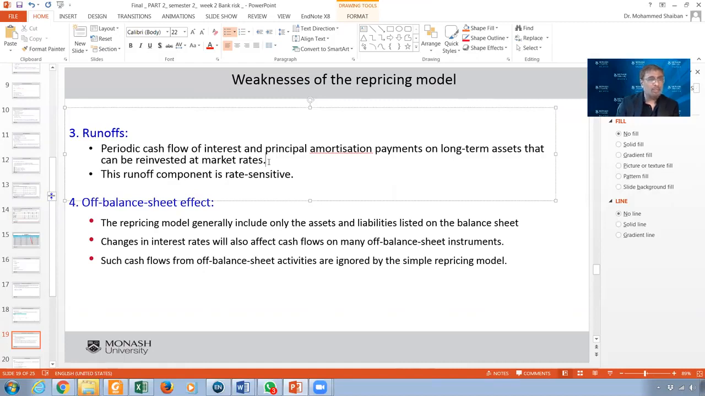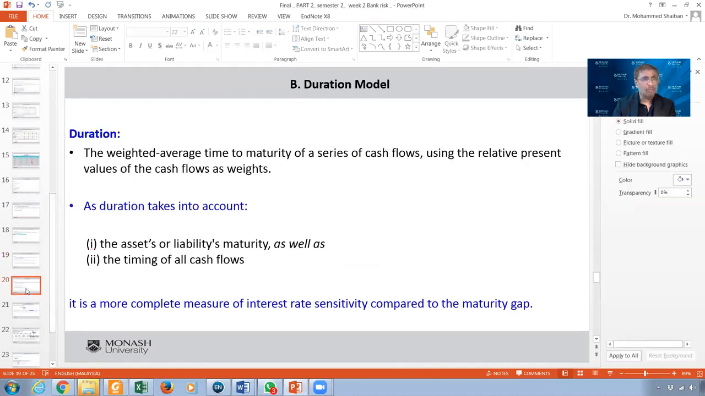The third thing is the off-balance sheet effect. The repricing model generally includes only the assets and liabilities listed in the balance sheet. Changes in the interest rate will also affect cash flows of many off-balance sheet items, as I told you before, like derivative contracts. Such cash flows from off-balance sheet activities are ignored by the simple repricing model. So as you can see, all of those problems make the repricing model not very strong, but very simple. Okay, we go now to duration.